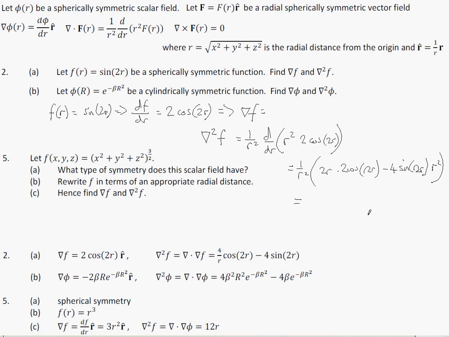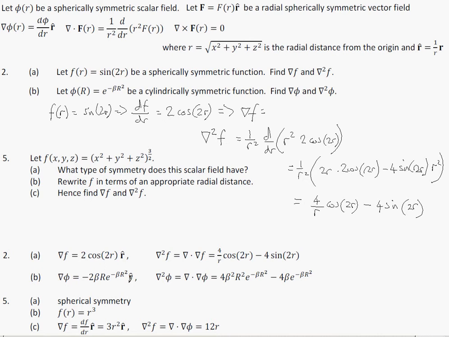If we then multiply through by the 1 upon r squared, we'll see that we get the answer there, because we've got 4r here divided by r squared gives us the 4 upon r term times the cos 2r, so 4 upon r cos 2r, and then the r squared will cancel with this r squared, giving us the second term, minus 4 sine of 2r. So we've got part A.